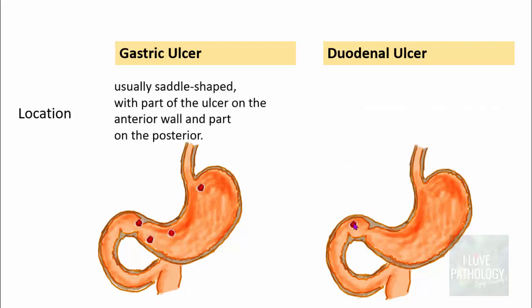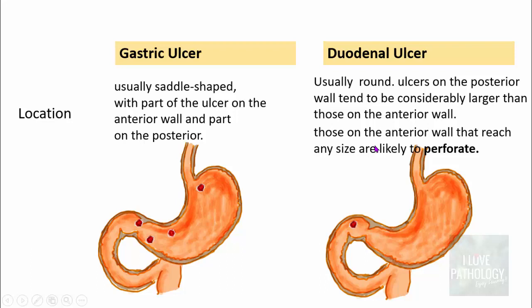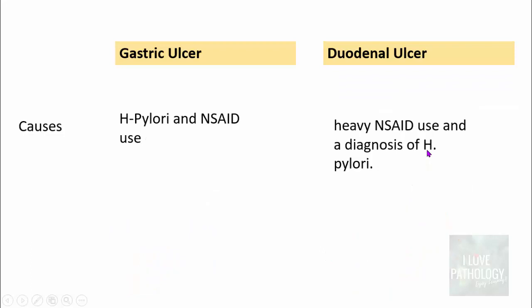If you look at the shape of the ulcers, gastric ulcers are usually saddle-shaped ulcers. That's the part of the ulcer on the anterior wall and the part on the posterior wall. Whereas the duodenal ulcers are usually round, and the ulcers on the posterior wall tend to be considerably larger than those on the anterior wall. That's because those on the anterior wall, if they grow larger, are likely to perforate. This is one of the reasons why the posterior wall ulcers are larger than the anterior wall ulcers.